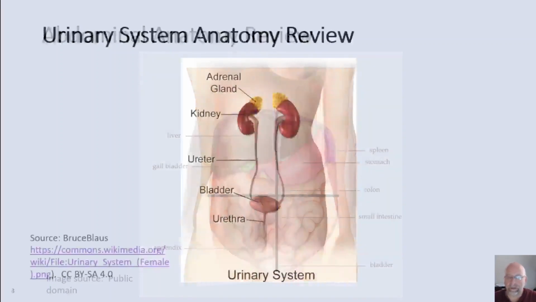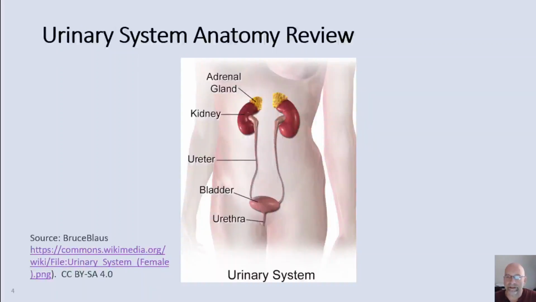The urinary system consists of the kidneys, which are solid organs that filter waste and excess water from the blood. The kidneys sit in the retroperitoneal area just below the rib cage. The ureters transport urine from the kidneys to the urinary bladder, which is a hollow organ located on the pelvic floor. During urination, also called micturition, the urine leaves the bladder and exits the body via the urethra.